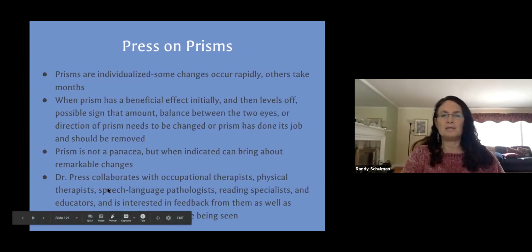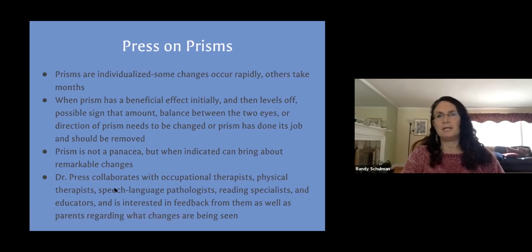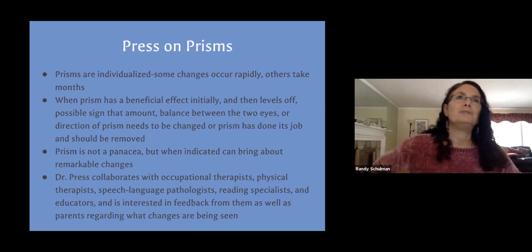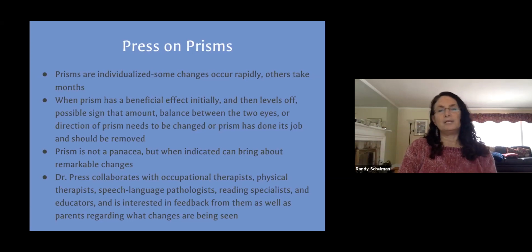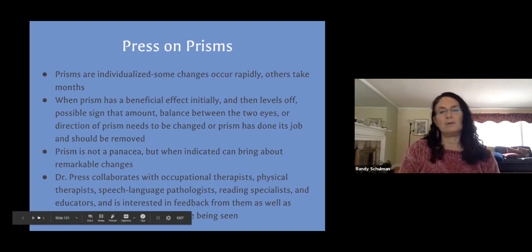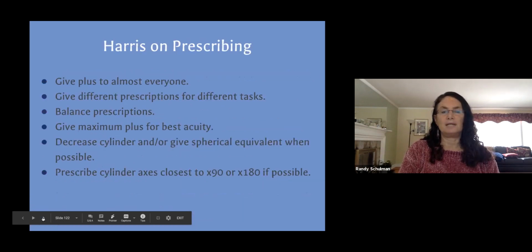Oh, and the other thing that he says is you want to make sure that you're collaborating, and I do that often. I'll work with OTs and PTs and speech therapists and reading specialists and educators, teachers. You want to get some feedback, because very often they're the ones that can actually report on big changes. They might say, oh, wow, attention is so much better, or reading's more fluent when they wear the glasses, or they make better eye contact when they have the glasses on. So, again, be in contact with them.